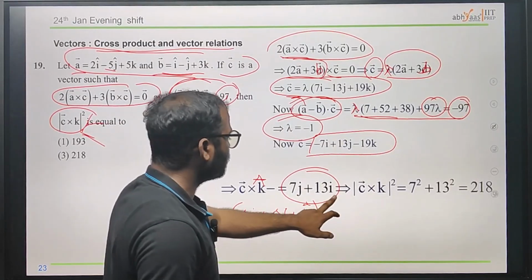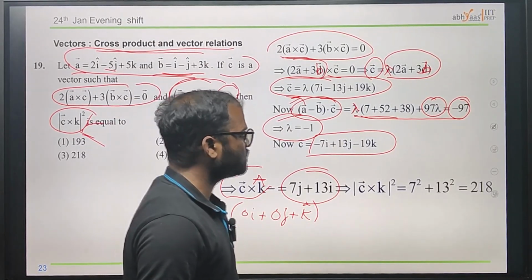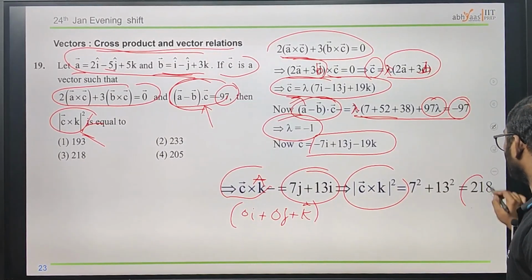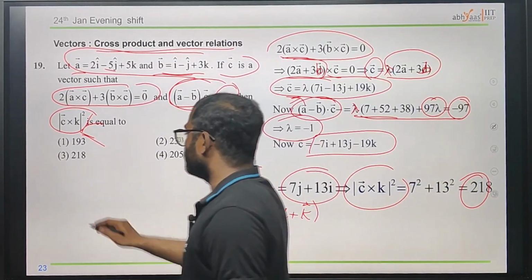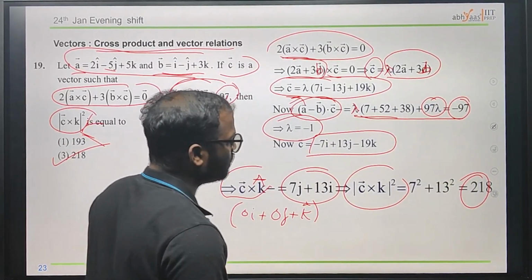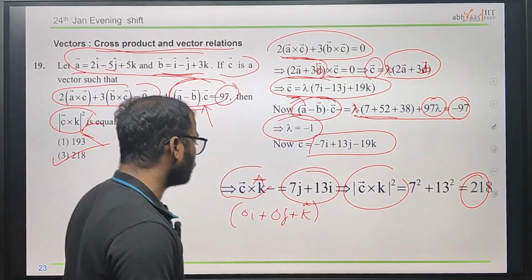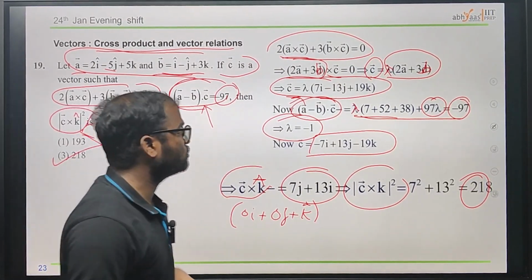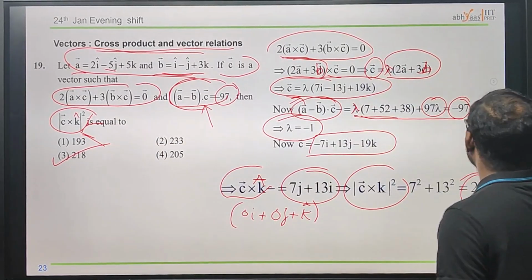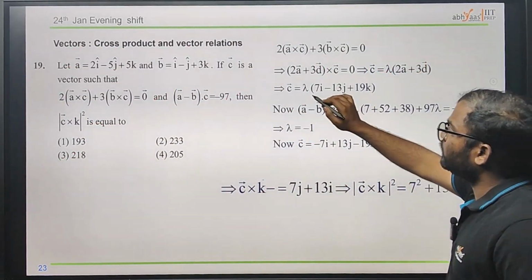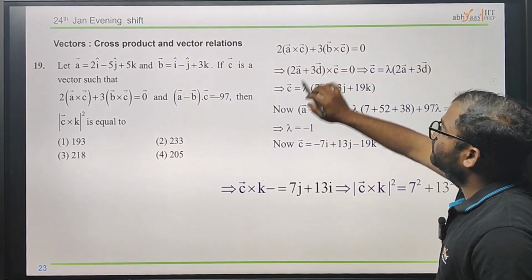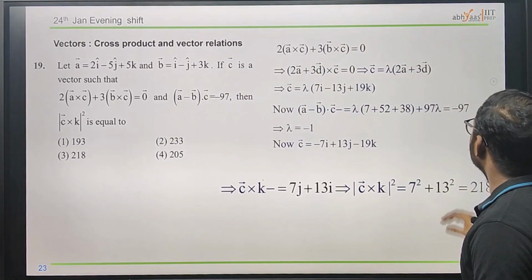That's how after doing the cross product we got 7j plus 39, and similarly taking the whole square of it, using the magnitude whole square, we got 218. I hope you understood how we got this. This is c cap. Ultimately in this problem we just need to find c bar. In order to find this, we do the cross product and distribution, and using that we can solve it.